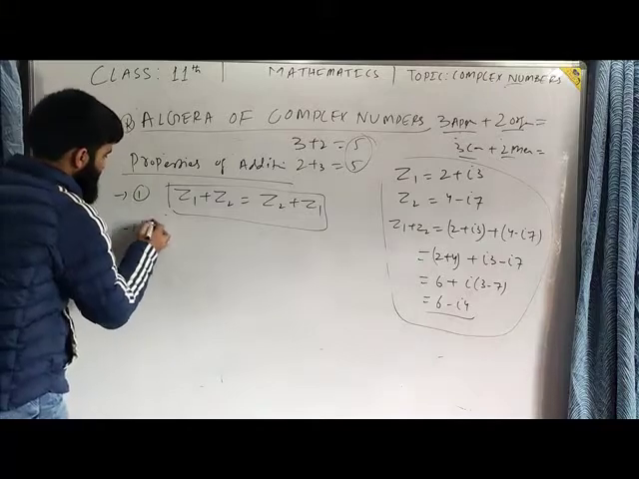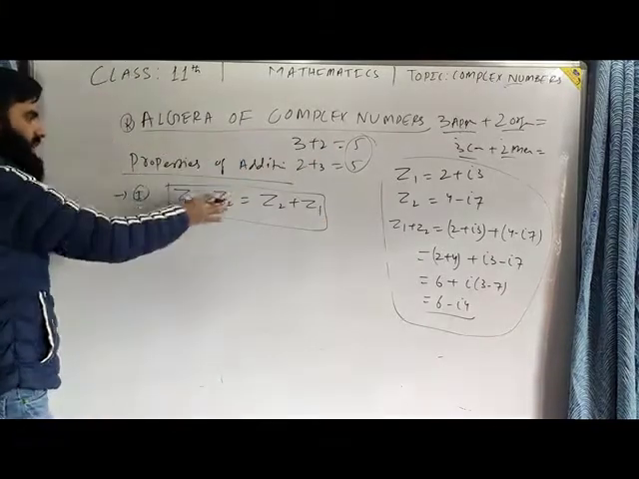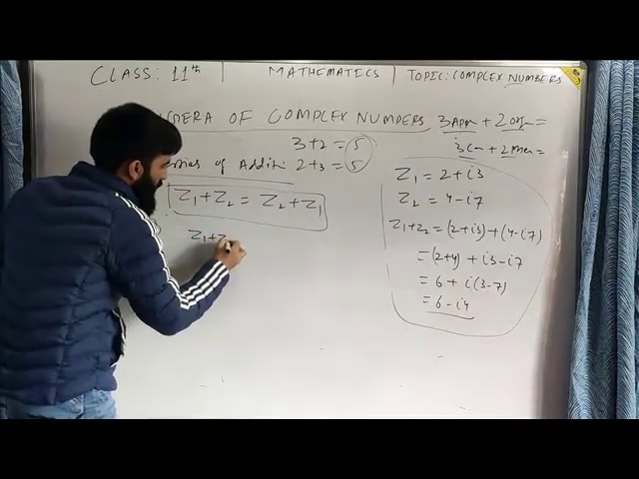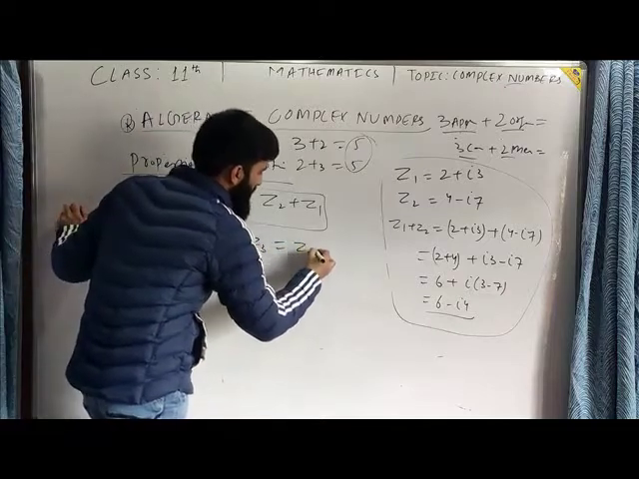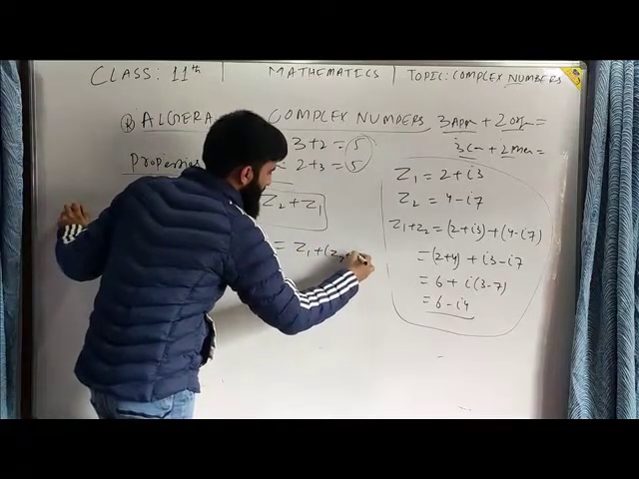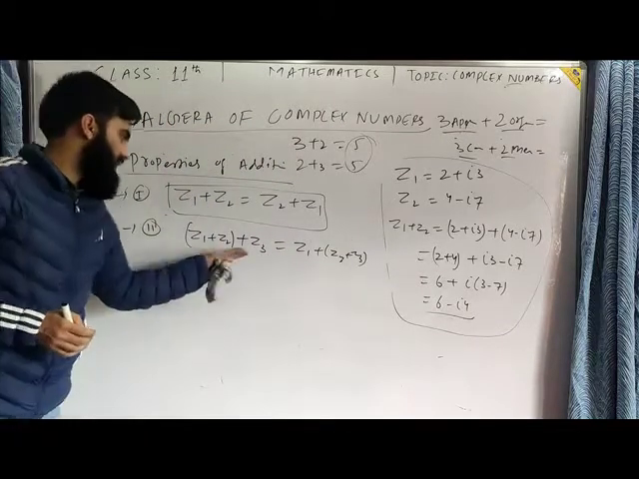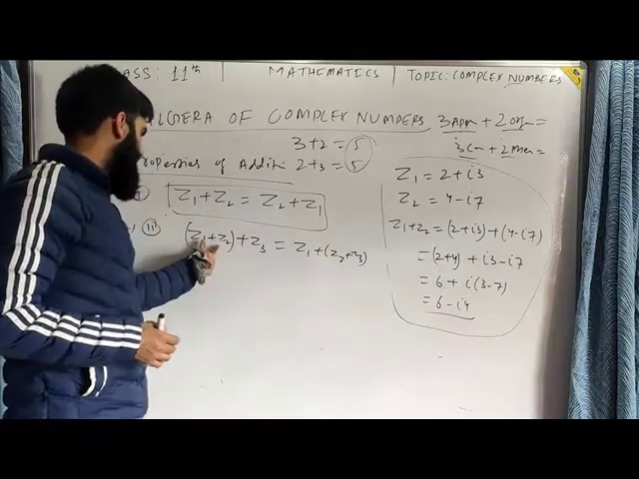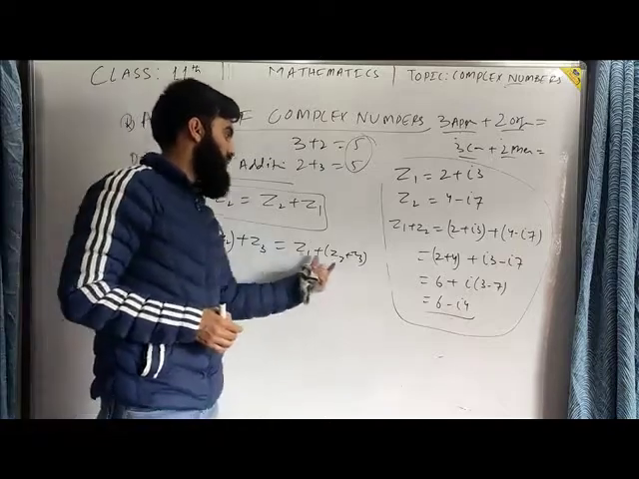Second thing is here, you can take values like Z1 and Z2 and add them. Similarly, you can have Z1 plus Z2, plus Z3, which will be equal to Z1 plus Z2 plus Z3. And this is called associative law. Here we have associated a third complex number. We were taking the addition of the first two, then we associated a third complex number. That's why this is called an associative law.